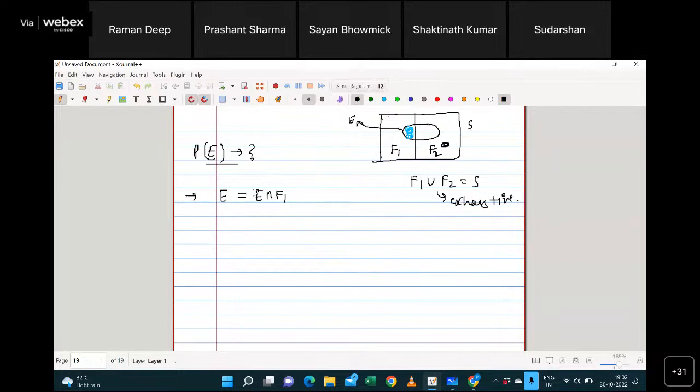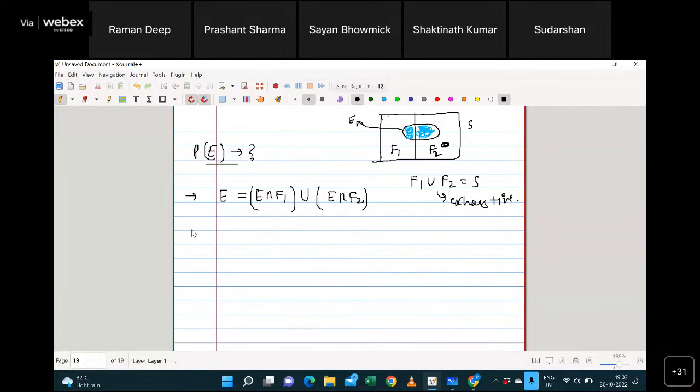Or I can say E intersection F2. Can I say the same logic on both sides? Yes, it's a union. For the happening of E, it should be E intersection F1 and E intersection F2, correct? So far it's clear.